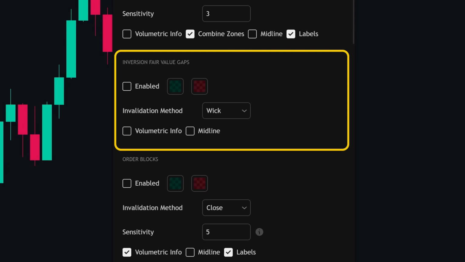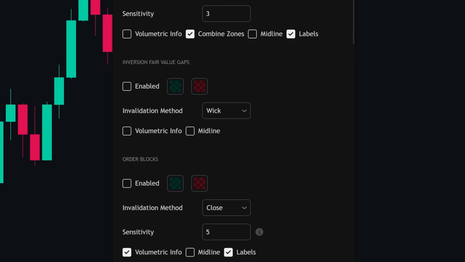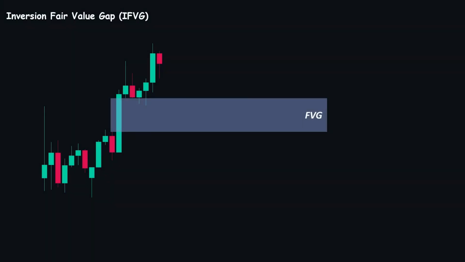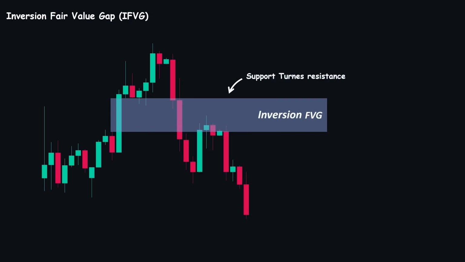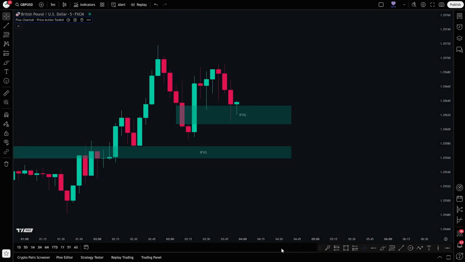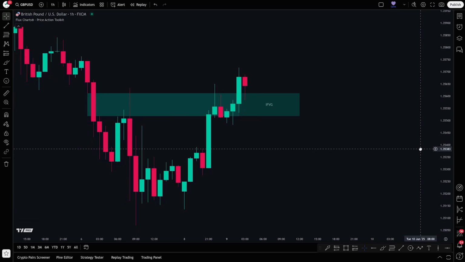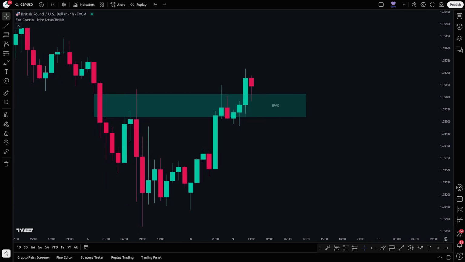Inversion fair value gaps. If you're wondering what inversion fair value gaps are, an inversion fair value gap is a failed fair value gap that gets completely filled. At that point, the support becomes resistance, and if the price retraces back to this zone, it will act as another key trading area to go short. By enabling the inversion fair value gaps on the chart, we can see that the indicator also does a good job of automatically identifying these key areas. Similarly, when we change the time frame, the latest inversion FVGs are updated and visible on the chart.